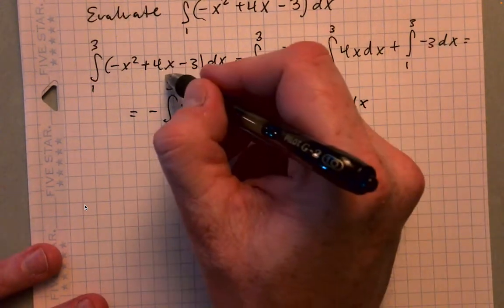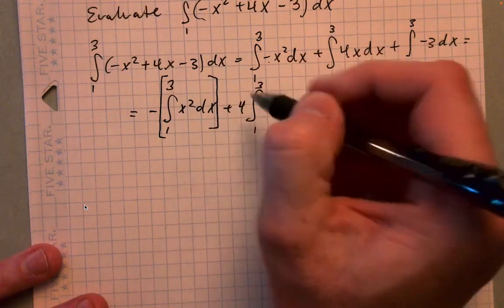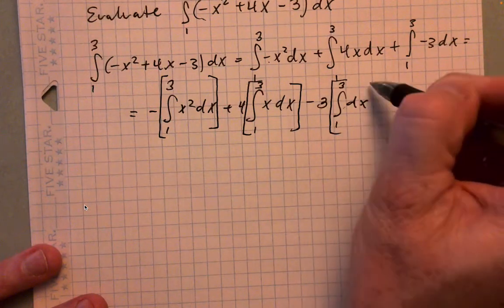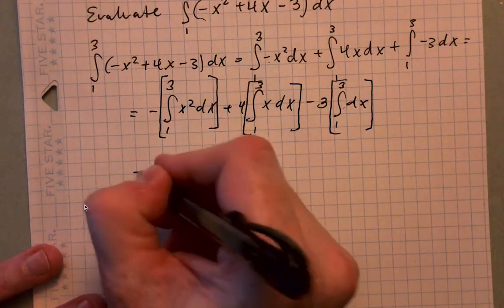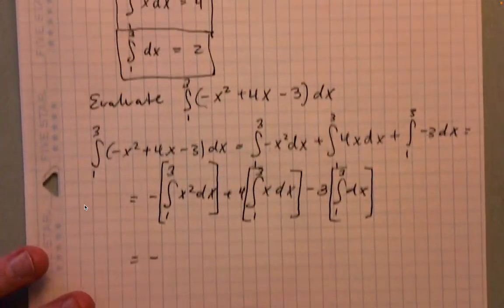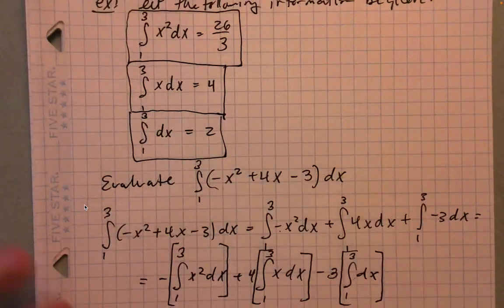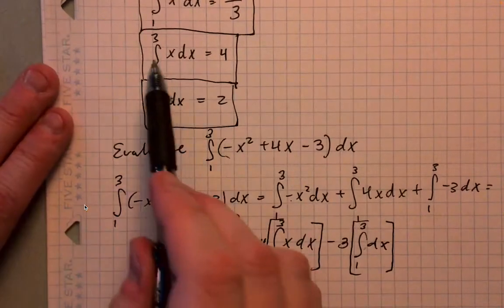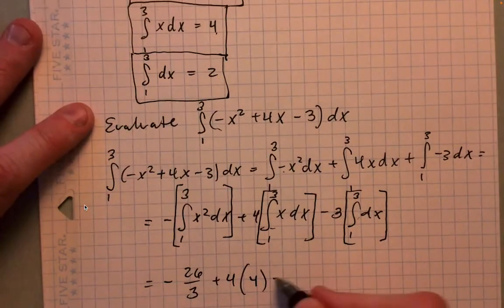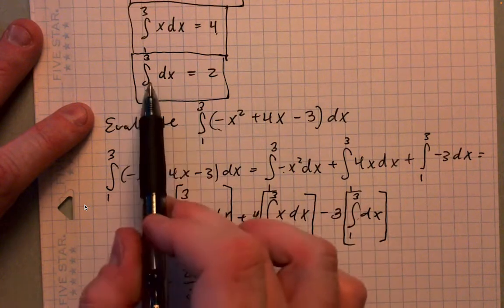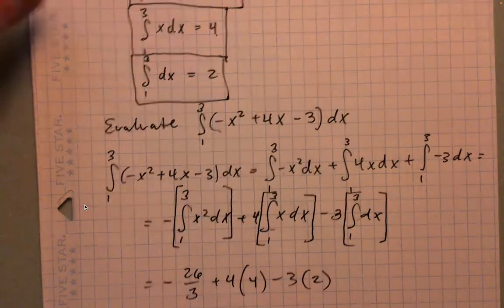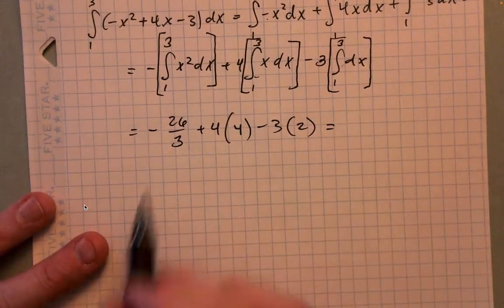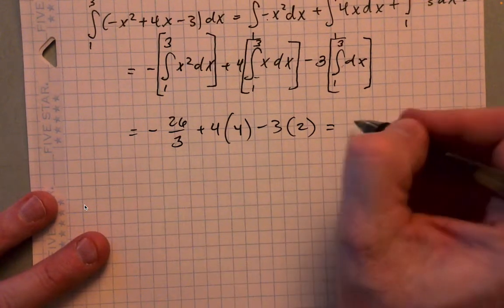All right, and so maybe I should put brackets around these just so it's clear. This is the information that's given, what these three are equal to. So this is going to be equal to negative, and I just got to look up top here, 26 over 3 plus 4 times, and what was the x? Just 4, minus 3 times, and then this integral, just the integral from 1 to 3 of dx was 2. Okay, and so you can crunch all of those numbers together and you get 4/3.